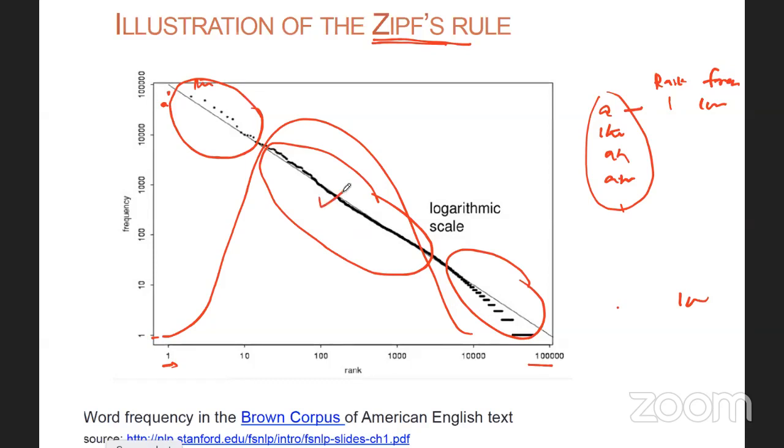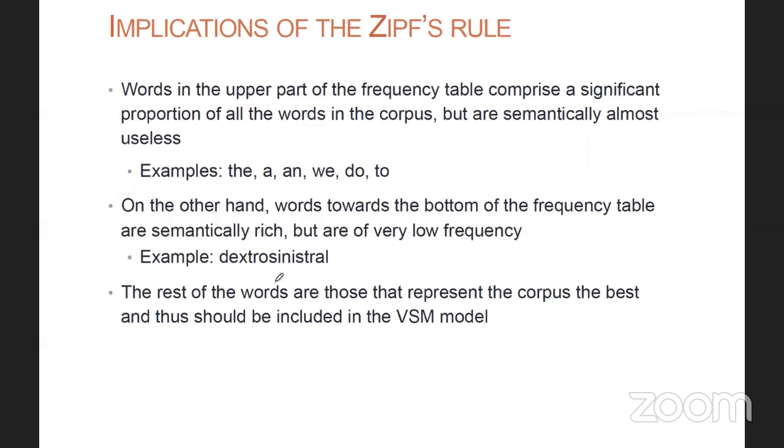So what kind of words are the high frequency words? A, B, do, to, these are basically high frequency words. And the low frequency words are like core domain words, like dextrosinistral, probably a medical term or something, right? If it occurs only one time, then we don't have to care about it. So this doesn't give us much information about the opinion.